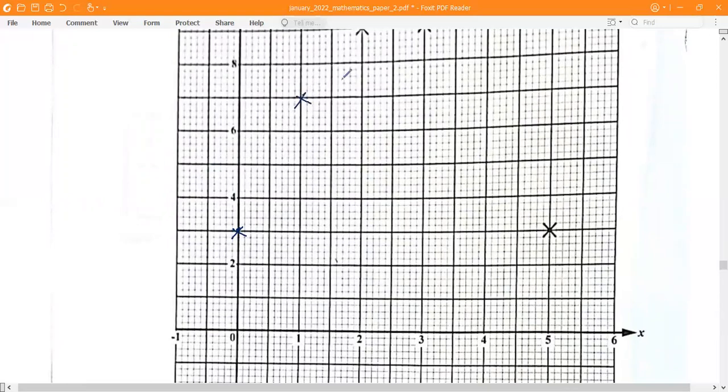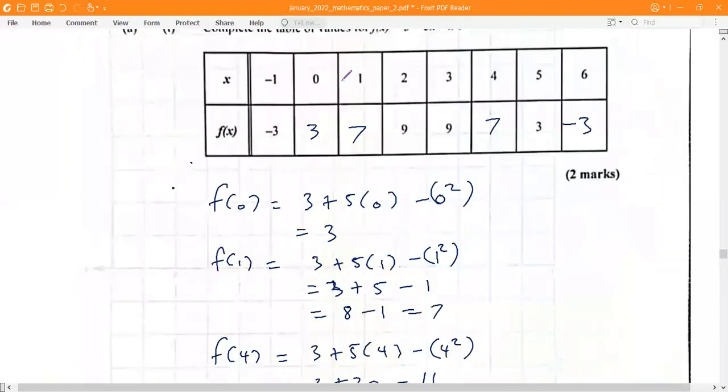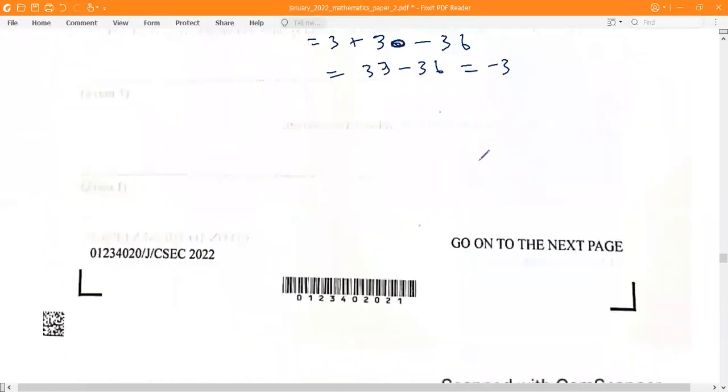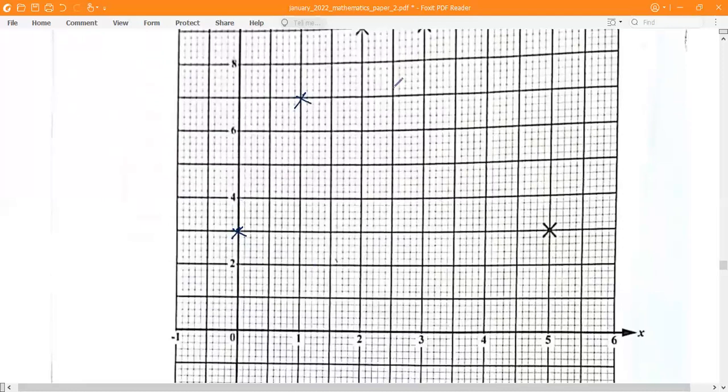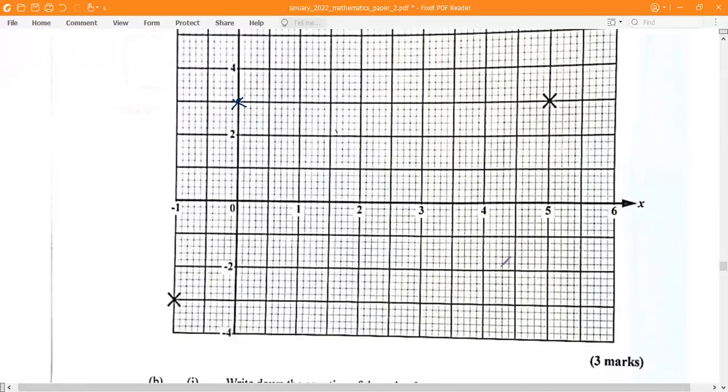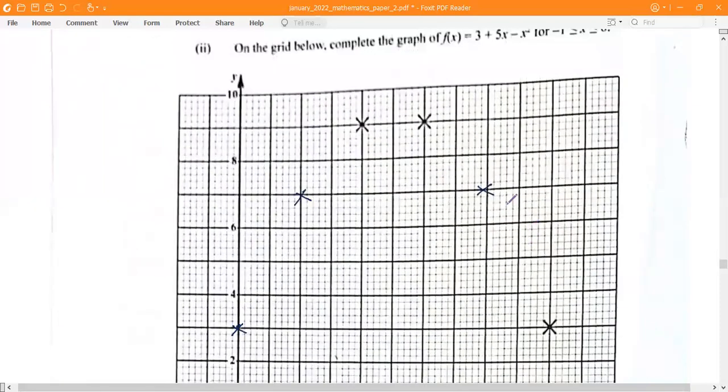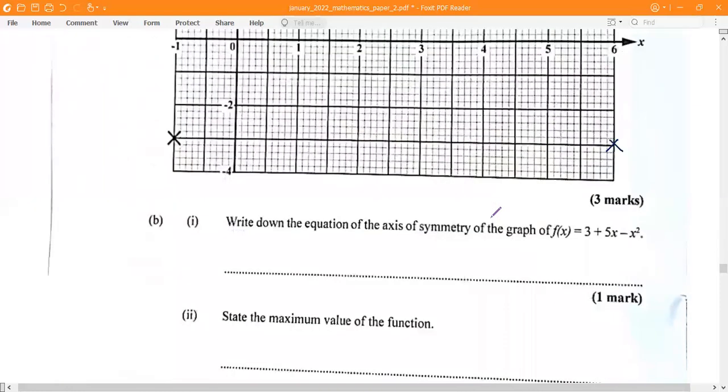All right, and then we have 4, 7, and 6, negative 3. All right, so the points are 4, 7, x equal 4, y equal 7. So 4 and 7, 6 and negative 3, which is here. All right. And then we have the points here.